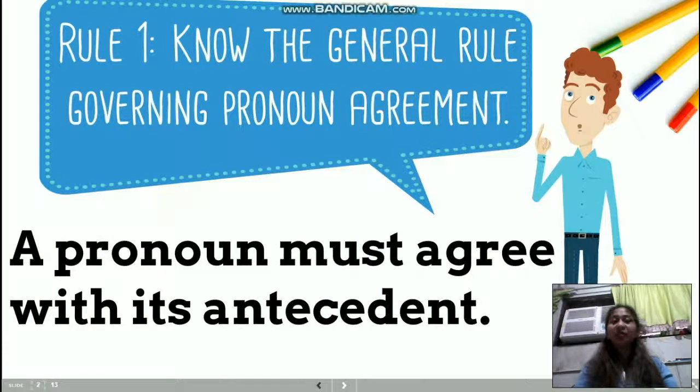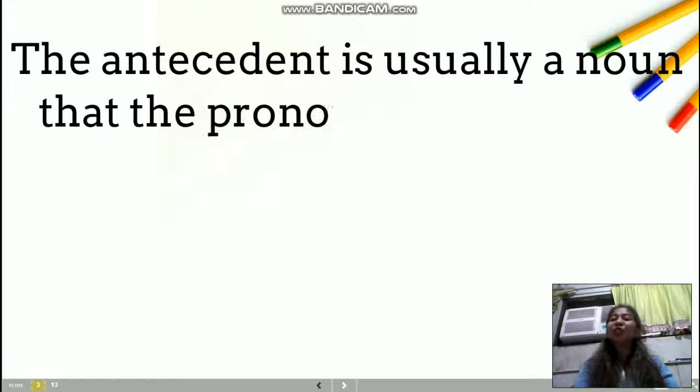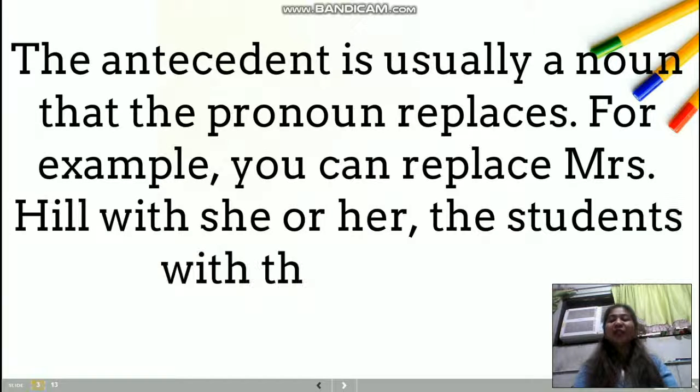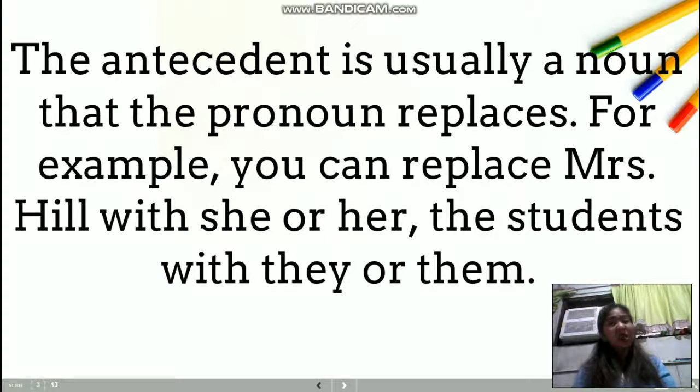Know the general rule governing pronoun agreement. A pronoun must agree with its antecedent. The antecedent is usually a noun that the pronoun replaces. For example, you can replace Mrs. Hill with she or her. Mrs. Hill, definitely she is a woman. That is why we use the pronoun she or her. The next one we have the word students. It is plural, right? That is why we use the pronoun they or them.